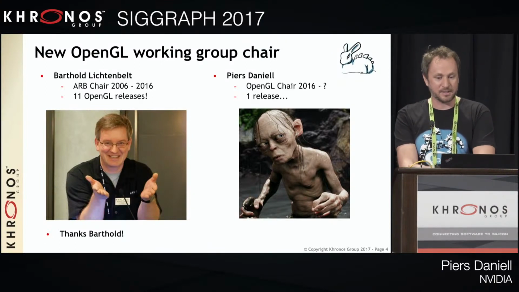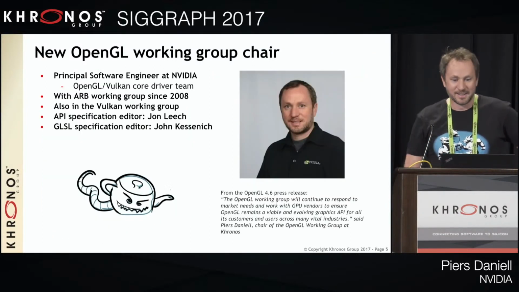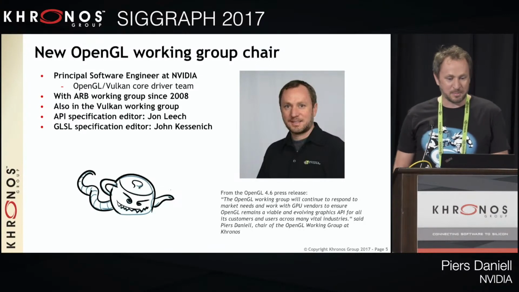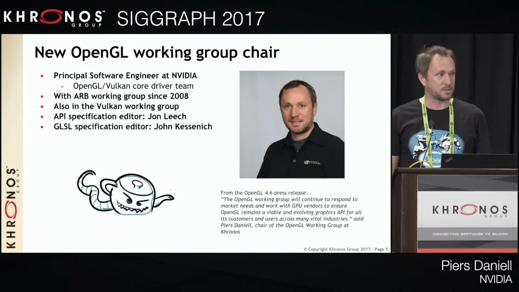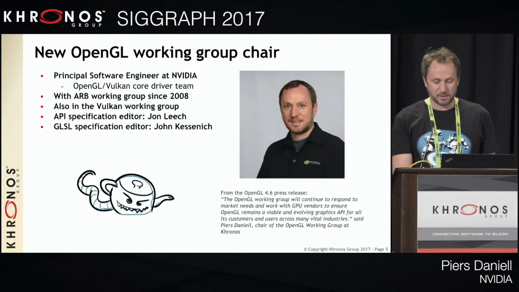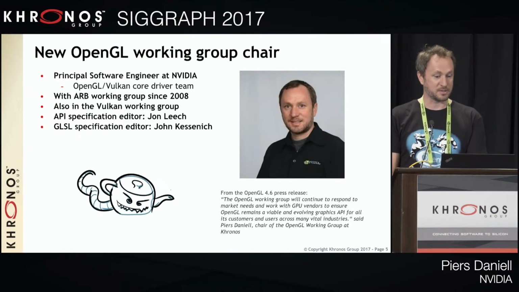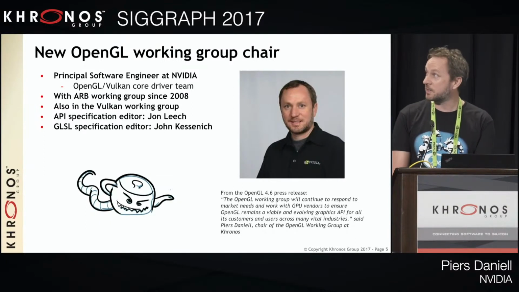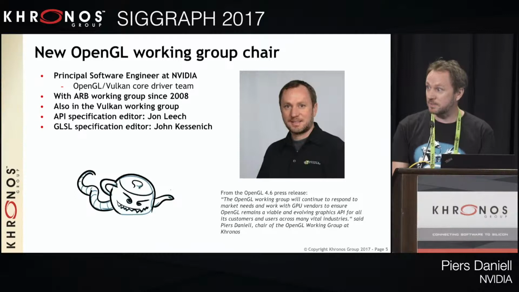So I was voted in last year, and so this is me after my first release. But seriously, I'm the new working group chair. I'm a principal software engineer at NVIDIA. I work in the OpenGL and Vulkan core driver team. I've been with the ARB group since about 2008, and also in the Vulkan working group as well. But thankfully, even though there's a new chairperson, we still have veterans on the actual spec documentation stuff. So John Leach is still API specification editor, and John Kesnick is still GLSL specification editor.